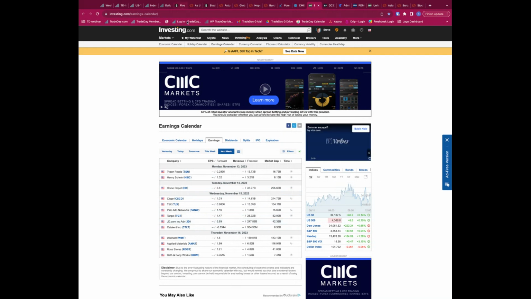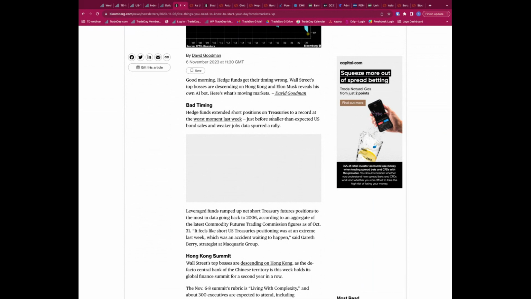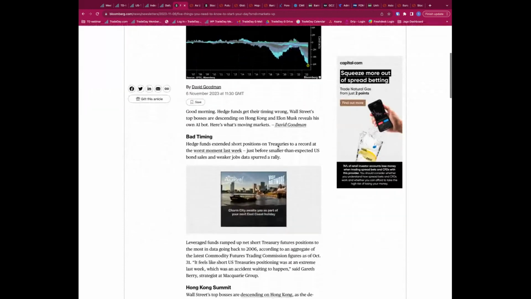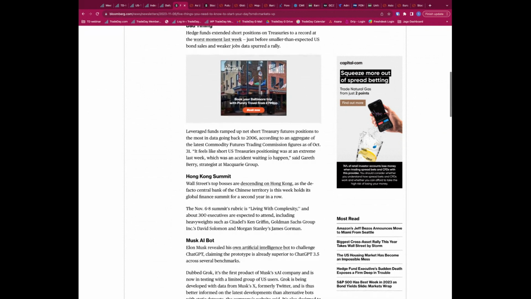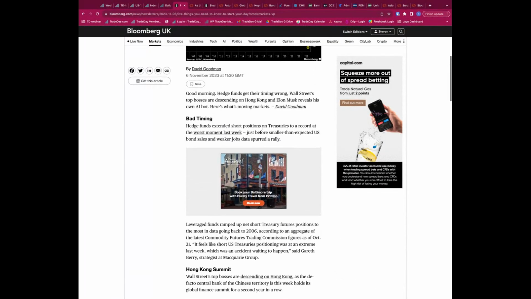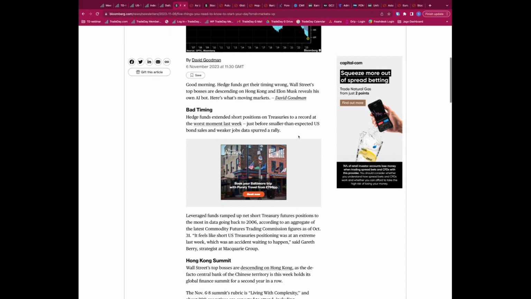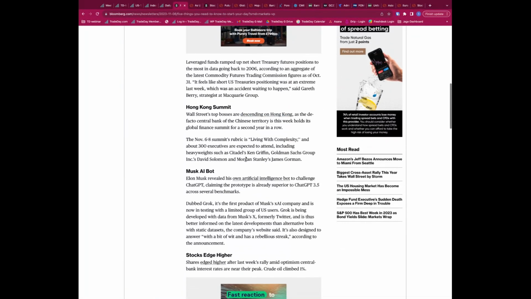I'm just going to run through it really quickly because we're getting on with time. Five things quickly to start your day. Hedge funds extended short positions on treasuries to a record. So they're still in that trade by the looks of it. So there's potentially a bigger squeeze. It's been a crowded trade, the short positions in treasuries. So that trade probably still needs to unwind. There's potentially further upside as that trade unwinds, because it's been a big crowded trade to be short treasuries over the last few months.